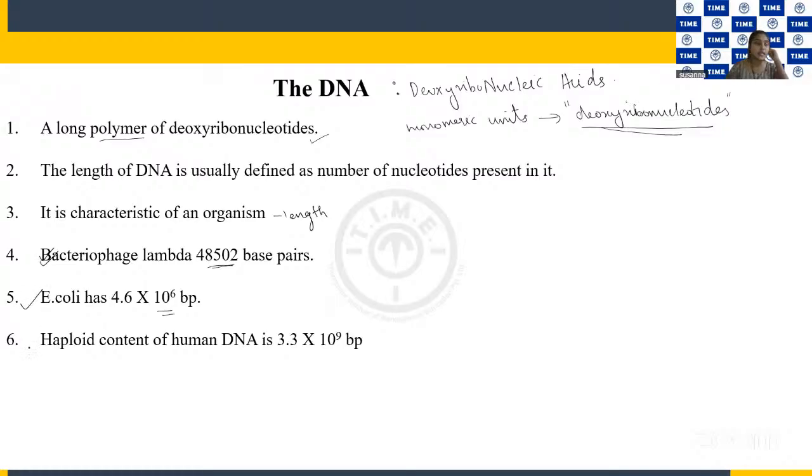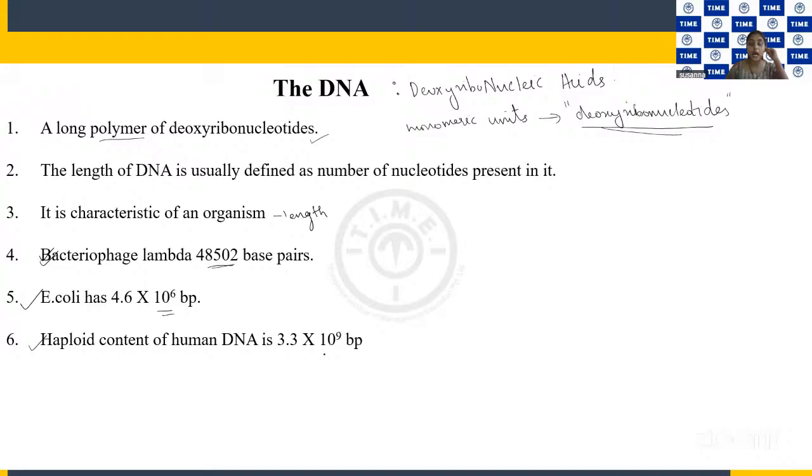The next one is the haploid content of human DNA. Haploid content of human DNA means our own DNA, the human DNA. What is the number of base pairs found? 3.3 into 10 raised to 9 base pairs. We can find 3.3 into 10 raised to 9 base pairs. This is just the haploid content.